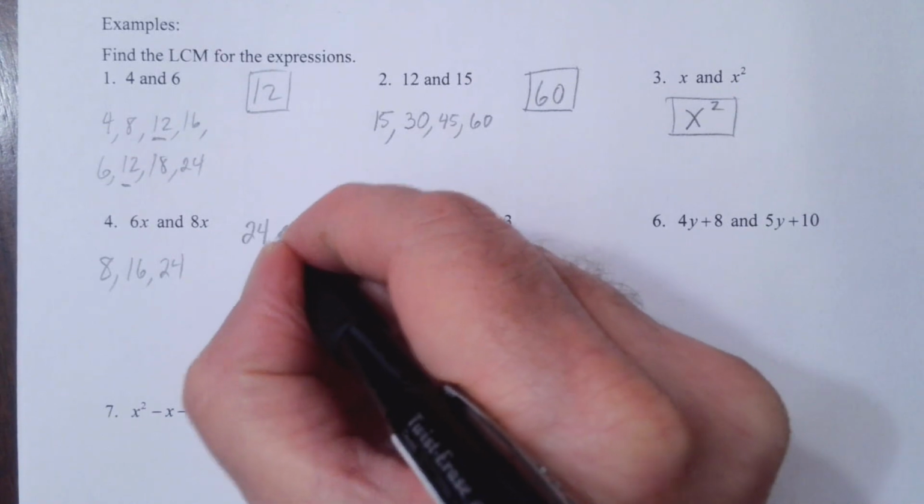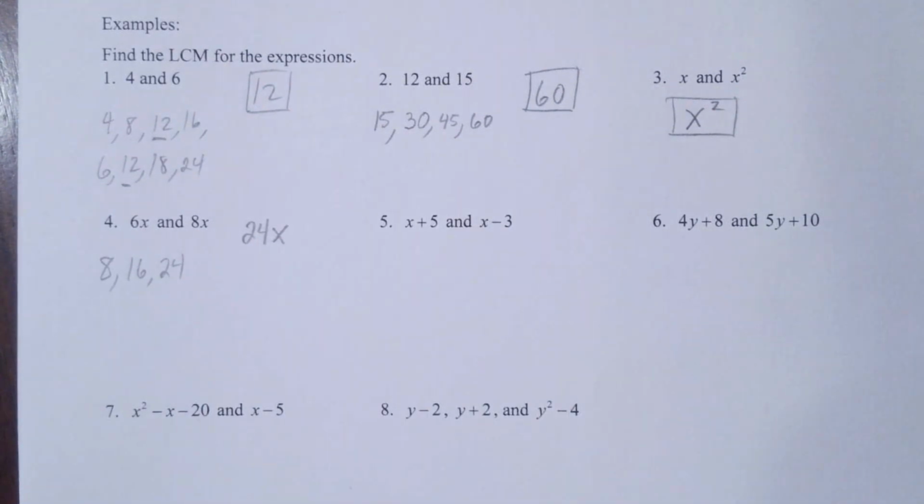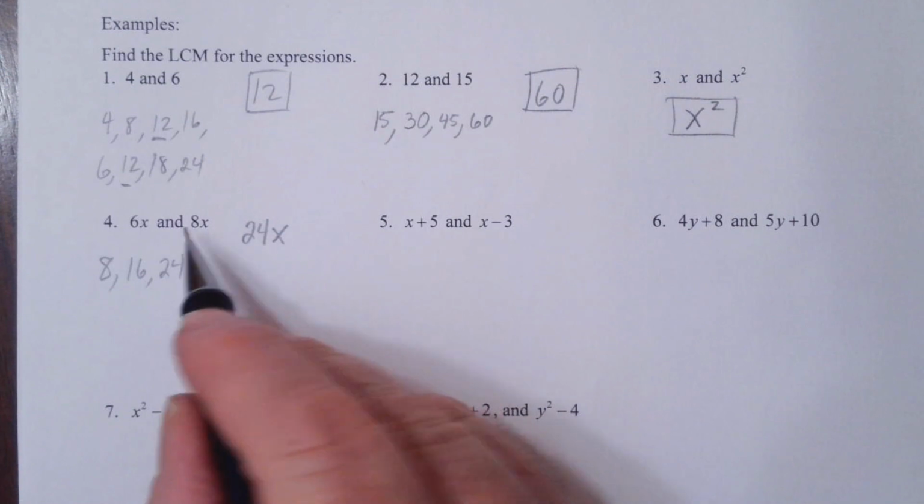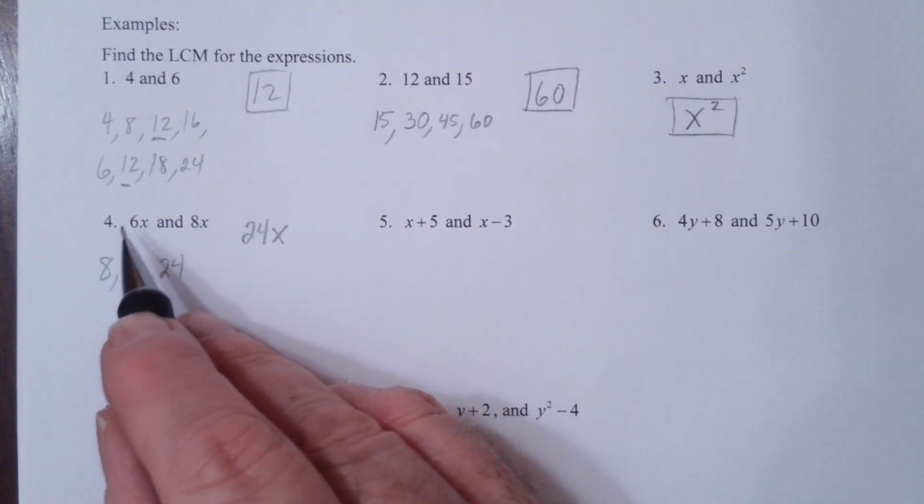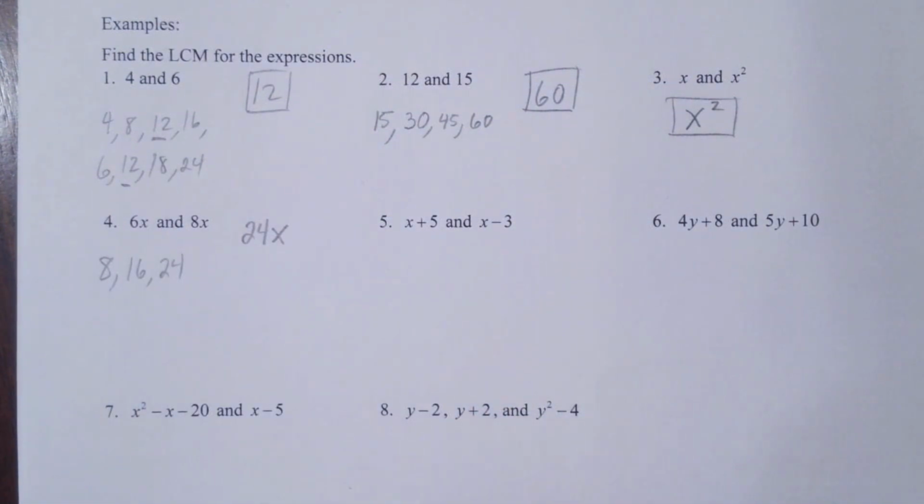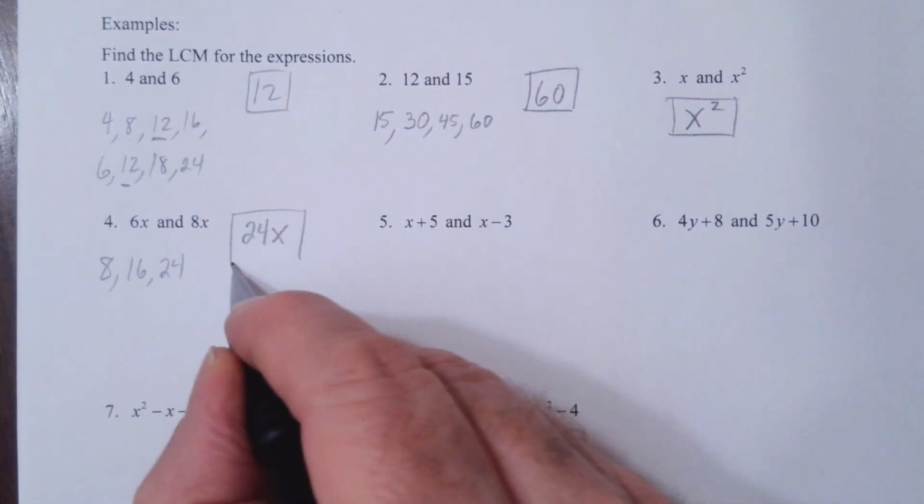And we need to include any algebraic factors that we found. And that is only x to the highest power found. Well, they're both to the first power. So this is our LCM.